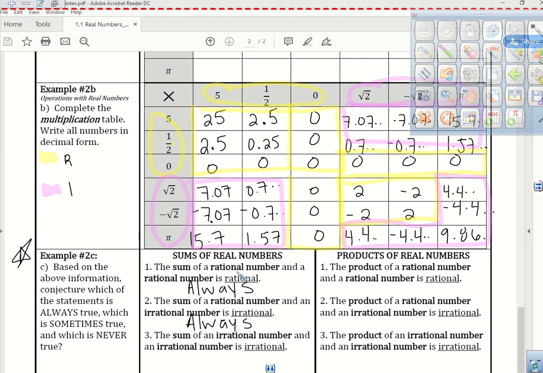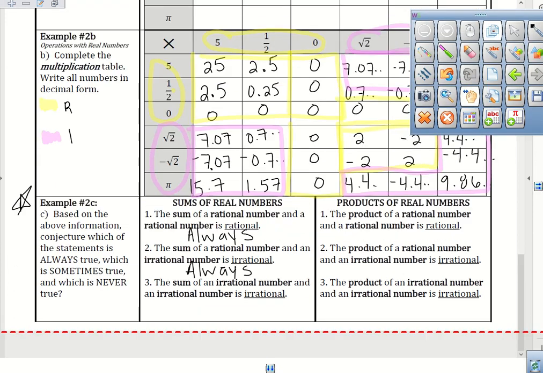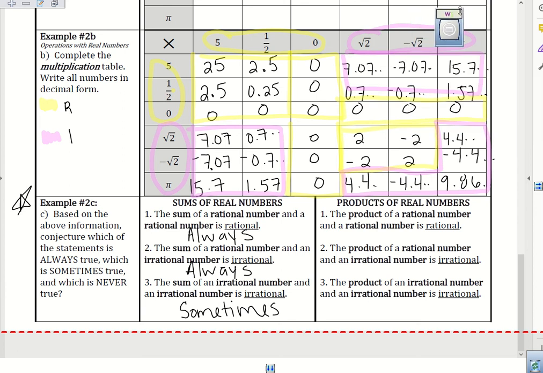The sum of irrational and irrational is irrational. We saw this is sometimes true, okay, because we got the number 0, which was rational. It's sometimes true. Now product or multiplication box going through. The product of a rational and rational is rational. Rational times rational, this whole box was yellow. This is always true.